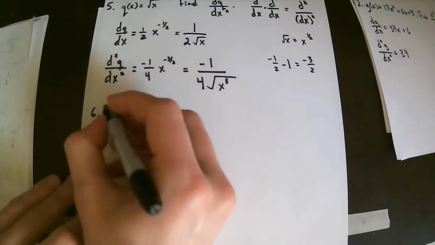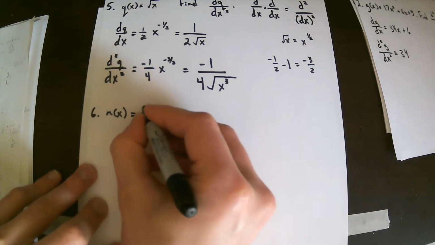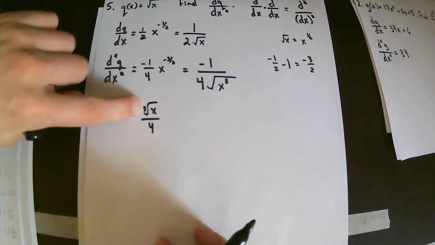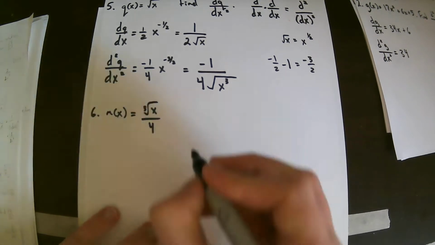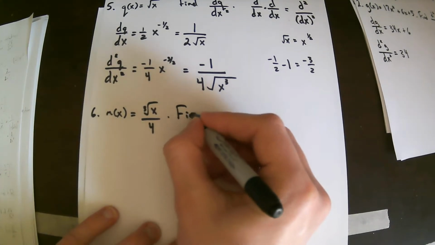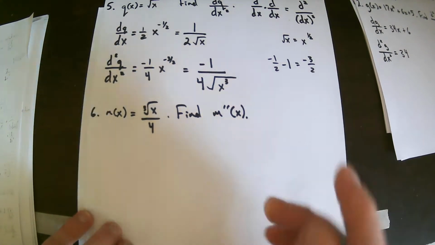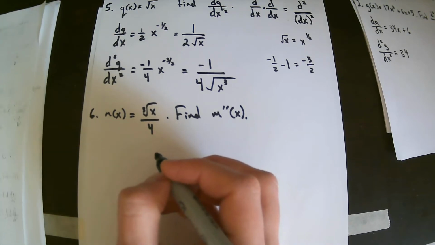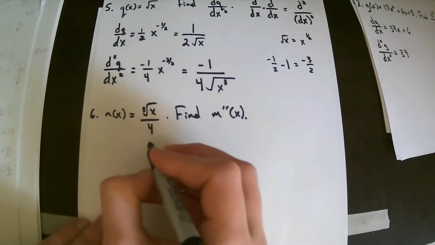Let's do another radical function. M of x is equal to cube root of x over 4. So that's a 3, a cube root of x over 4. Let's find the second derivative of m. Cube root of x over 4.